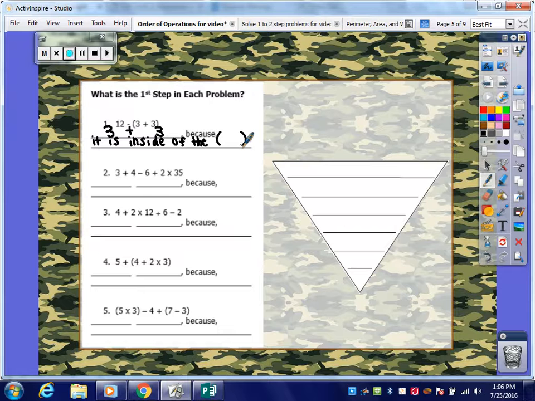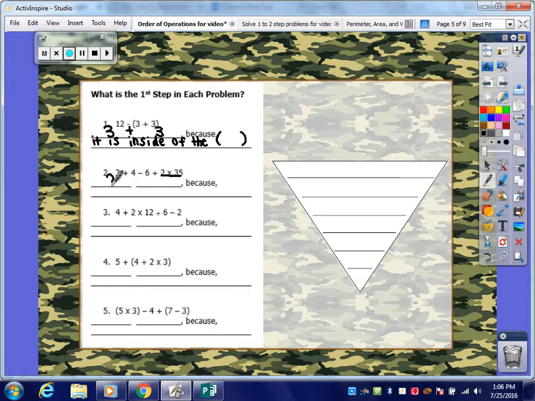Parentheses. Now in number 2, does everyone see that there are no parentheses or groups? So on your soldier sheet, what comes next? Multiplication. And then what if there was division in the problem? Good. Then we'd have to look and see which one came first, left to right within the problem. So we only have multiplication here.